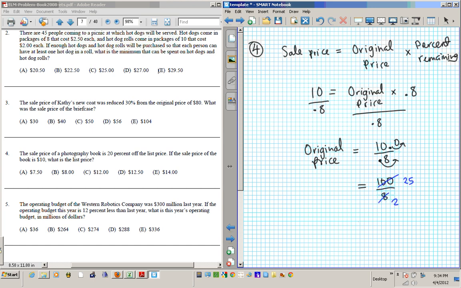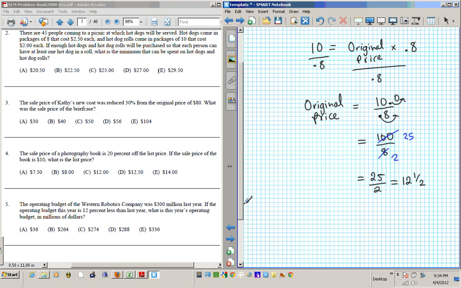What is 25 divided by 2? 25 divided by 2 is 12 and a half. In dollar terms, what's half a dollar? Half a dollar is 50 cents. So basically our answer is $12.50.